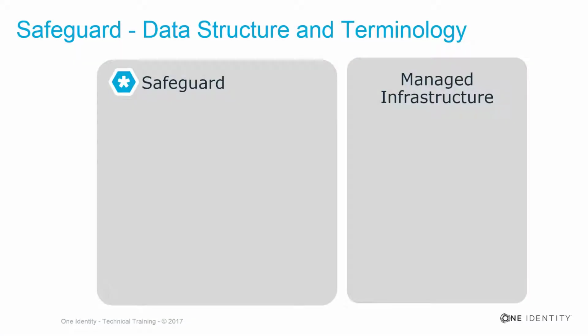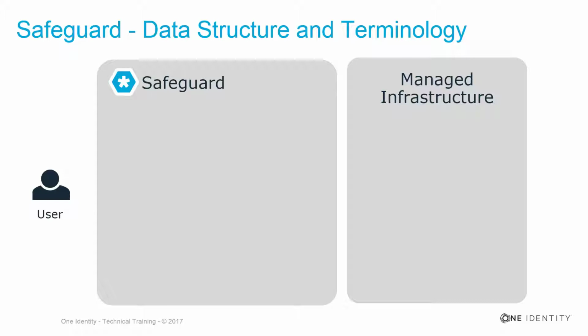Therefore, on the following screen, you can see the Safeguard as an appliance, and behind the Safeguard appliance, there's the managed infrastructure managed by Safeguard. First term to talk about is the user object. A user is a specific person who is able to do something with Safeguard. Users exist in two different flavors.